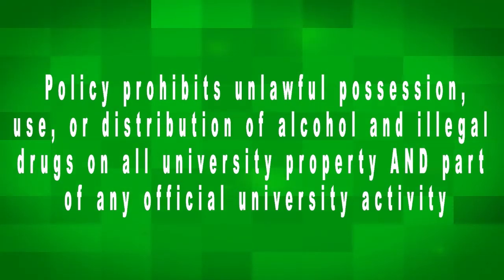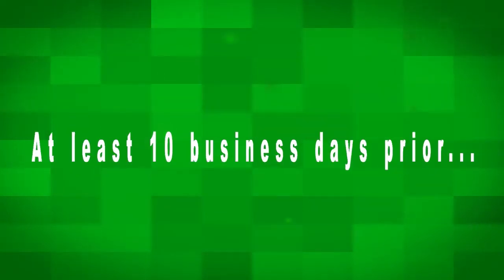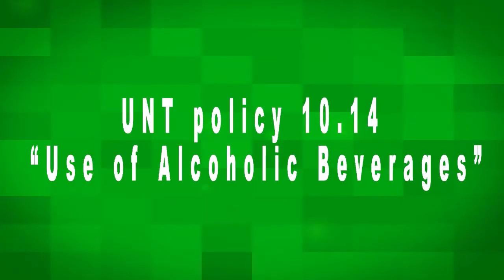Student organizations desiring to sell, serve, or consume any type of alcoholic beverage on campus must obtain permission at least 10 business days in advance via the alcohol use request form, with the exception of the Union, Gateway Center, and Apogee, all three of which arrange presence of alcohol and distribution. If an organization desires to have alcohol at an on-campus event, please refer to Policy 10.14, Use of Alcoholic Beverages, for more info.